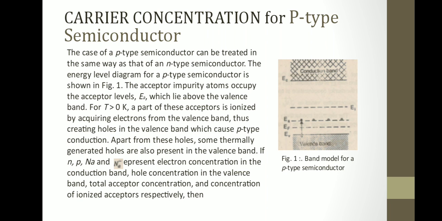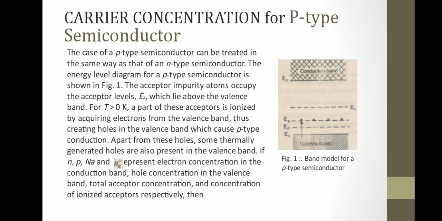The horizontal line EV is the valence band energy, EA is the acceptor level, and between the acceptor level and the valence band EV there is EF, the Fermi level of the p-type semiconductor. The acceptor impurity atoms occupy the acceptor level EA, which lies above the valence band, for T greater than 0 Kelvin. A part of these acceptors is ionized by acquiring electrons from the valence band, thus creating holes in the valence band which cause p-type conduction. Apart from these holes, some thermally generated holes are also present in the valence band.